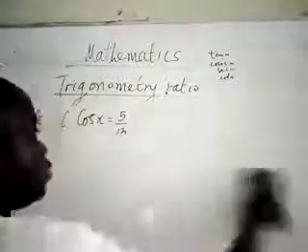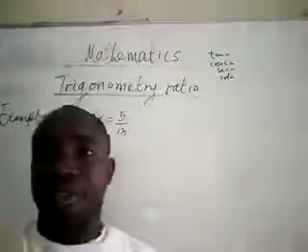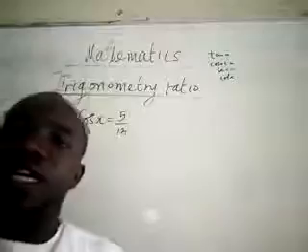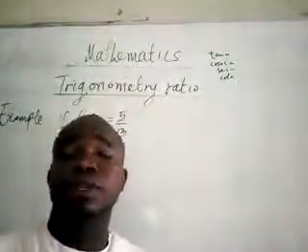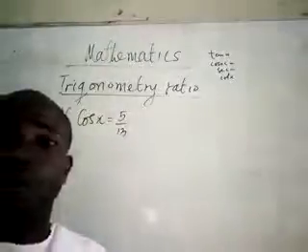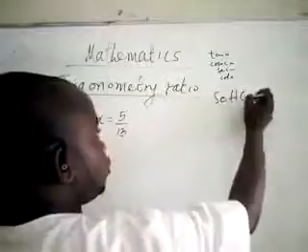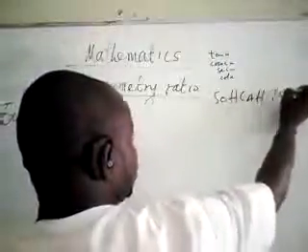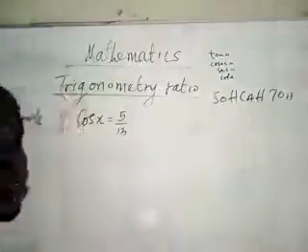Now, one thing you have to understand is that you were only given one of the ratios, which is cos x. So for you to solve a problem like this, you need to find all the three ratios for your SOHCAHTOA. Since you've been given one, you need to find sine and tan. And how are you going to do that?